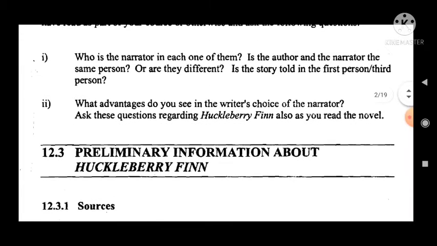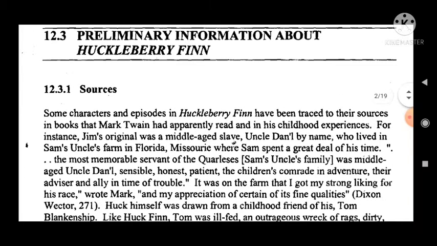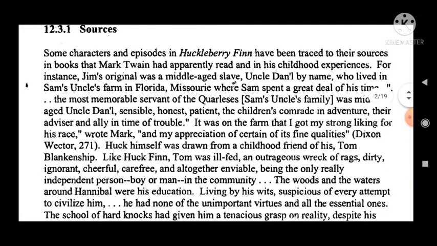So here is the preliminary information about Huckleberry Finn. What are the types of sources of preliminary information about Huckleberry Finn? We will study. Some characters and episodes in Huckleberry Finn have been traced to their sources in books that Mark Twain had apparently read and in his childhood experiences.